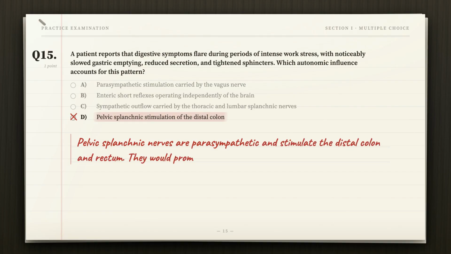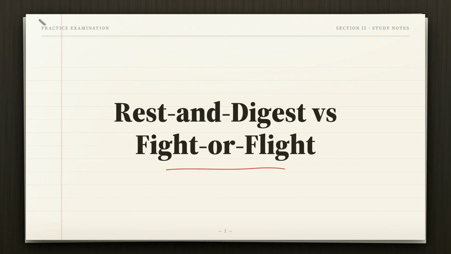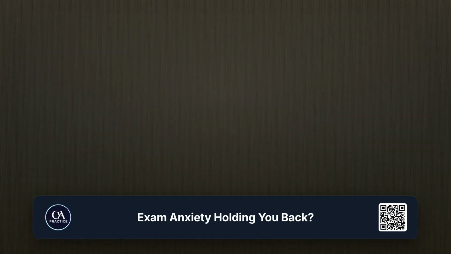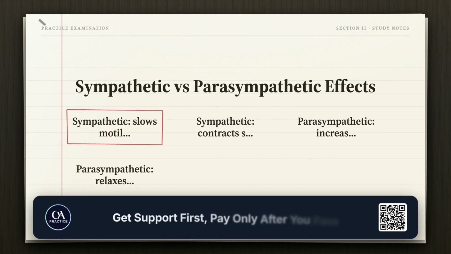They would promote motility rather than suppress it. Instead of memorizing which system does what, reason from purpose. Sympathetic activation prepares the body to fight or flee, and digestion is irrelevant to survival in that moment. Parasympathetic activation dominates when the body is safe and at rest, exactly when processing a meal makes sense. Every specific effect follows from that priority.